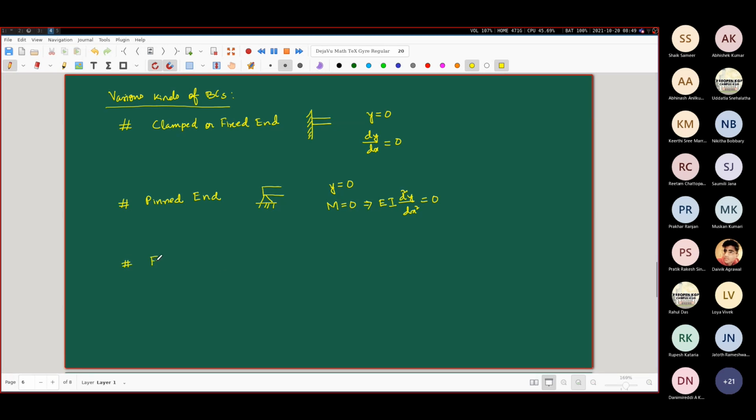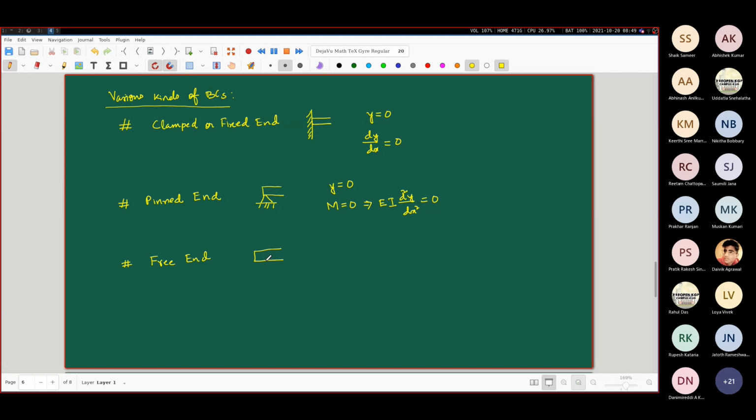Next, I have something called the free end. Free end is like this. Okay, there is no attachment anywhere here. It is just like floating in the air. Of course, the other end has to be attached to something. It has to be fixed to something. So this end is free. Can you tell me what will be the corresponding boundary conditions for this free end? What are the things that should be 0 here?